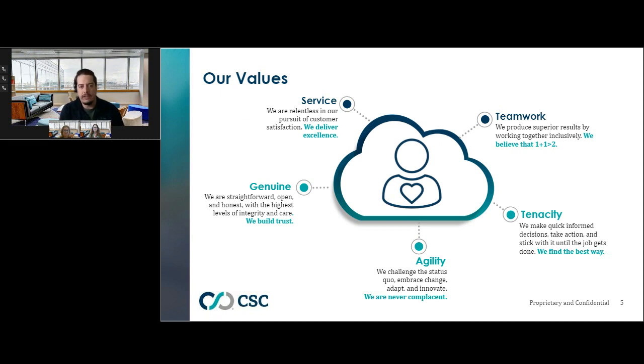And then genuine. I really feel like this is one of the best elements of people here at CSC, that they are truly genuine. We're straightforward, we're open, we're honest, and I think we operate with high levels of integrity and care. Ultimately, we're trying to build trust. By being genuine, we're able to deliver great service, great teamwork, be tenacious, and be agile. So again, just to give some background into what our core values are and what makes up the values of CSC.